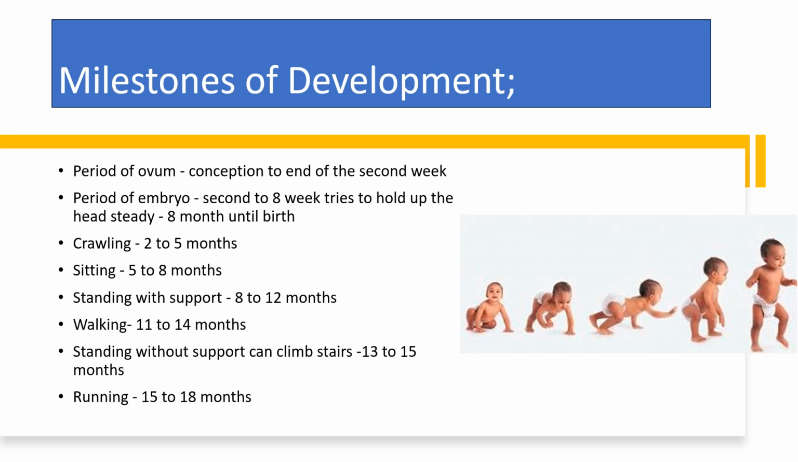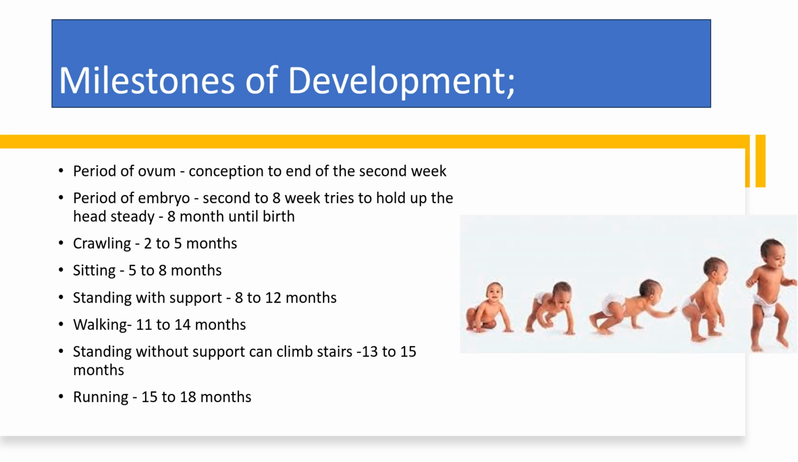Second to 8 weeks, at that time the baby in the womb will be able to hold up their head steadily. Okay, and 8 months until birth, it will be the period. Okay, then it's the crawling. Crawling starts from 2 months to 5 months. Then the baby sits from 5 months to 8 months.